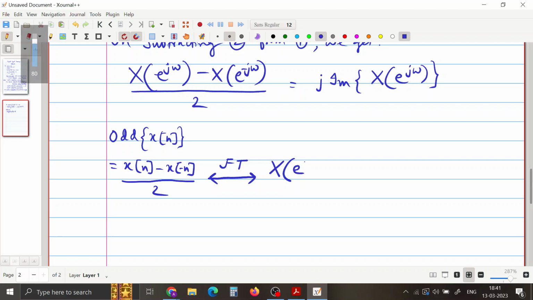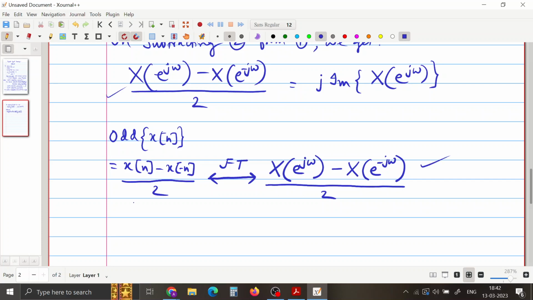So x of n goes to x of e power j omega, which is the Fourier transform of x of n, and then there is a minus sign, and for x of minus n, this follows from the time reversal property of Fourier transform. This also goes to the same but only with a negative sign. So all this has been discussed in previous weeks. I suggest you go through the lectures and it will be clear. And the constant factor just sits down here. That's it. So you see this term here is the same as this term.